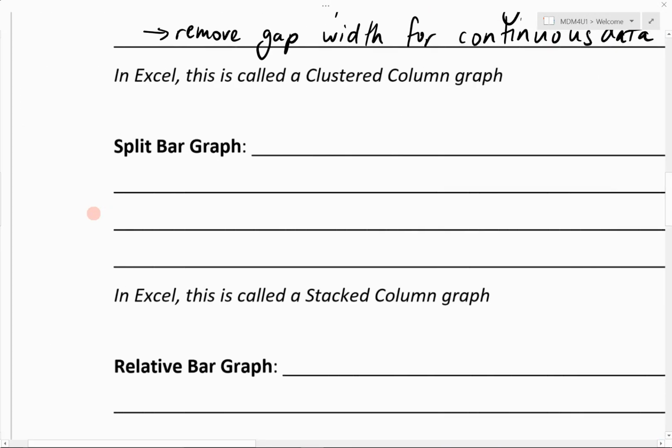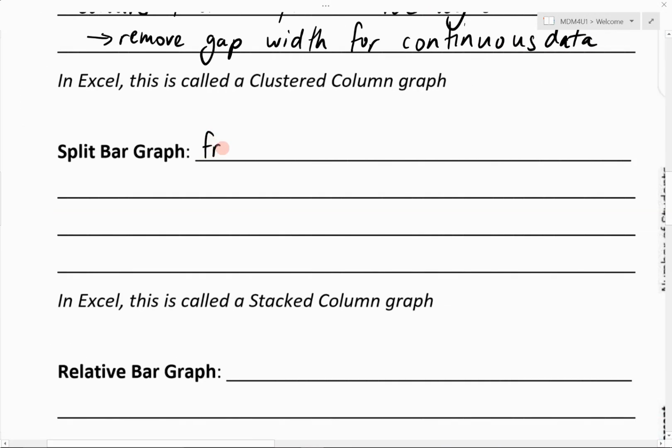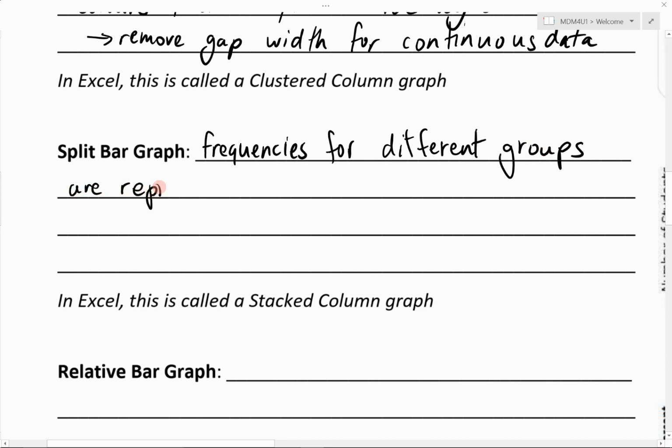So for a split bar graph, frequencies for different groups are represented by different colors that are placed on top of each other.